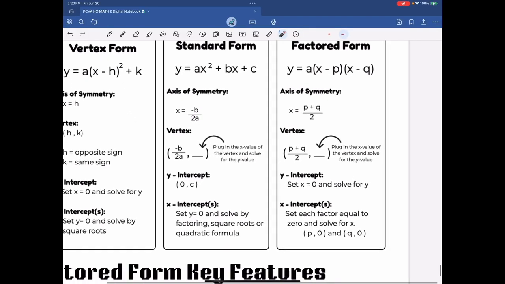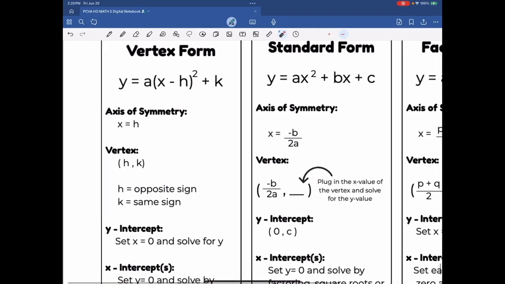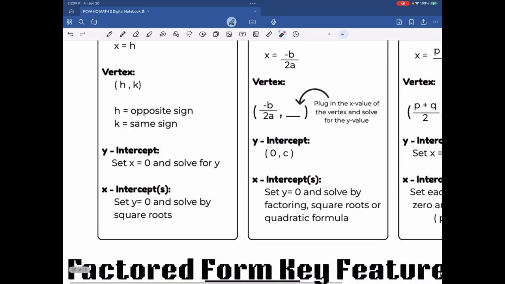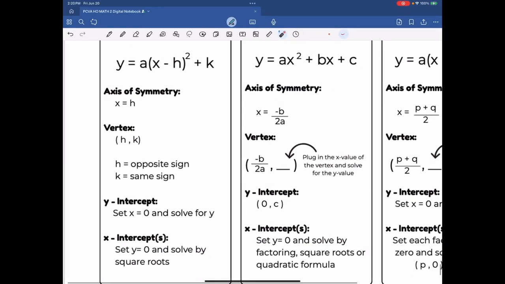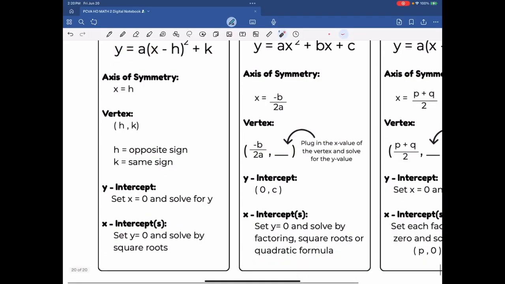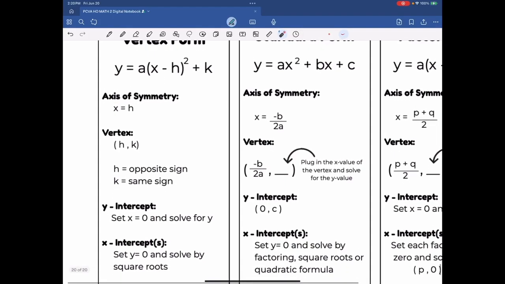So when we did vertex form, we talked about the key features here, where the axis of symmetry is the h value, the vertex is the h and the k. So the y-intercept, if we ever need to find the y-intercept from vertex form, you're just going to substitute 0 in for x and solve. So you just put 0 in here and you solve for the y value. And then for the x-intercepts, those are the solutions. So you set this equal to 0, and technically you would solve that most likely by using the square root method. We'll get to that a little bit later when we talk about solving in the next unit.